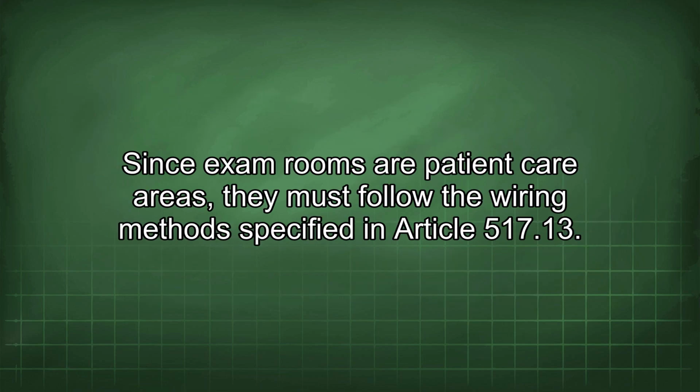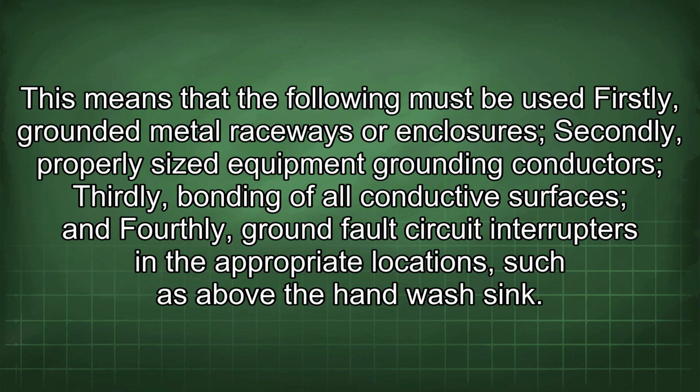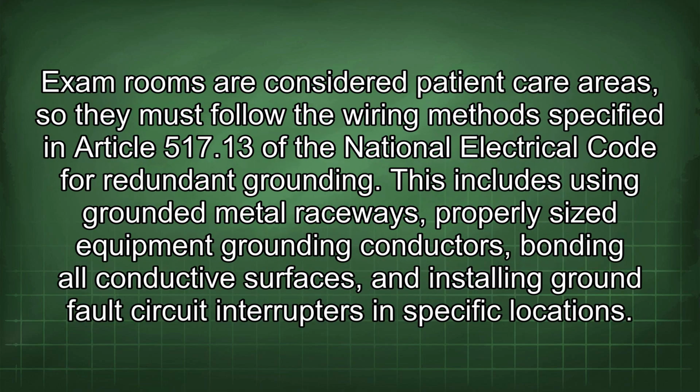Since exam rooms are patient care areas, they must follow the wiring methods specified in Article 517.13. This means that the following must be used: firstly, grounded metal raceways or enclosures; secondly, properly sized equipment grounding conductors; thirdly, bonding of all conductive surfaces; and fourthly, ground fault circuit interrupters in the appropriate locations, such as above the hand wash sink.